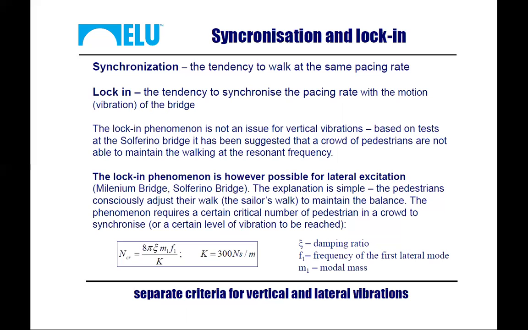There have been attempts to quantify this number of pedestrians. It will depend on the modal mass, on the frequency of the first lateral mode, on damping, and so on and so forth. So one way of dealing with this is to make sure that the critical number of pedestrians is not reached for the particular bridge.